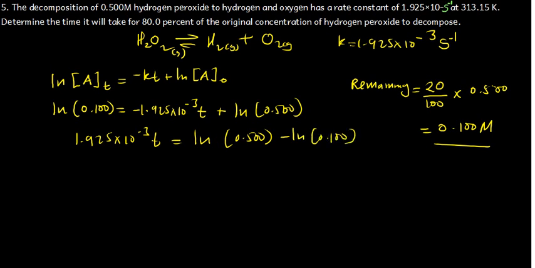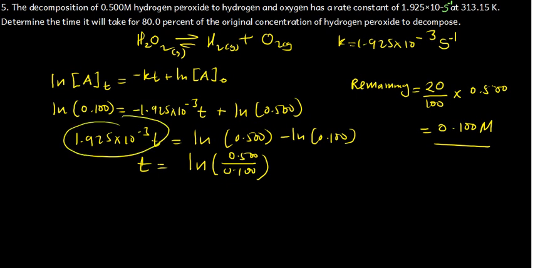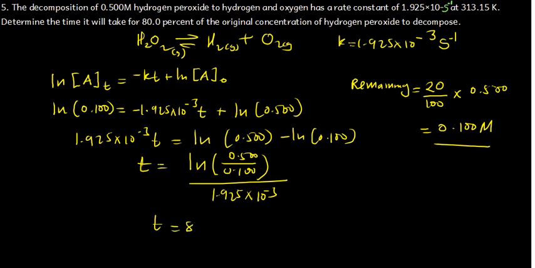From our logs, we know that if we've got two logs subtracting, having the same base, we can divide the terms. So therefore, time is simply going to be equal to natural log. I'm going to divide 0.500 by 0.1 because they are the same logs in the same base. And then this, which I get, I'm going to divide by this term for me to remain with only the t term. So divided by 1.925 multiplied by 10 to the power negative 3, and therefore the time is going to give us about 836 seconds.